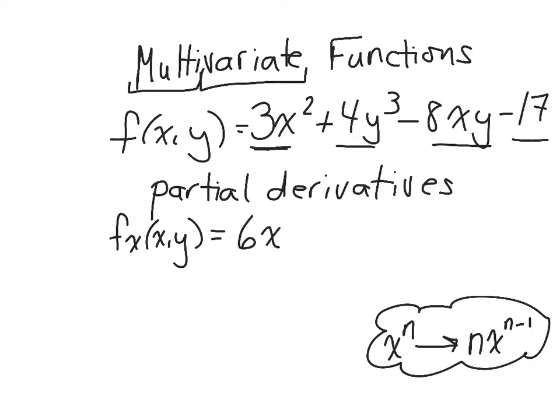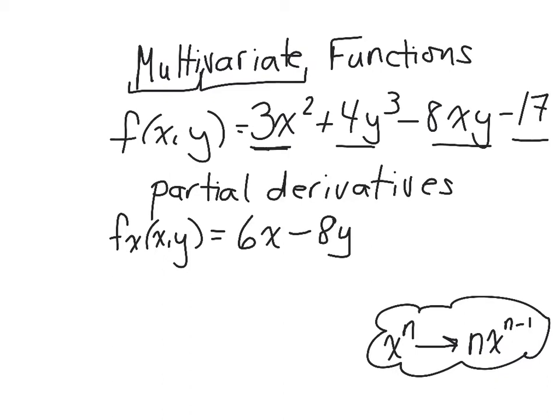The next term, minus 8xy, there is an x in there, and there's also a y. Remember, the y is considered a constant when we're taking the derivative with respect to x. So this derivative here is going to be minus 8y. Minus 17 is simply a constant. It doesn't have variable x or variable y in it, and so the derivative of minus 17 will be 0. So that's the partial derivative with respect to x.